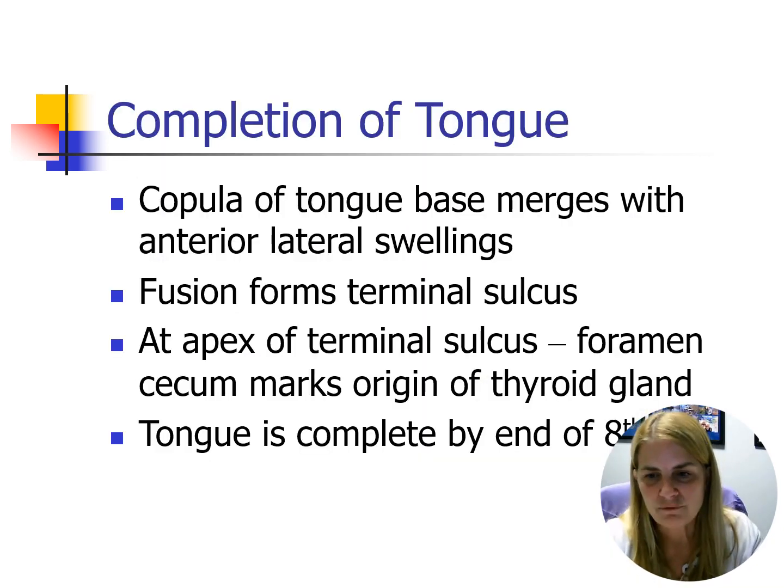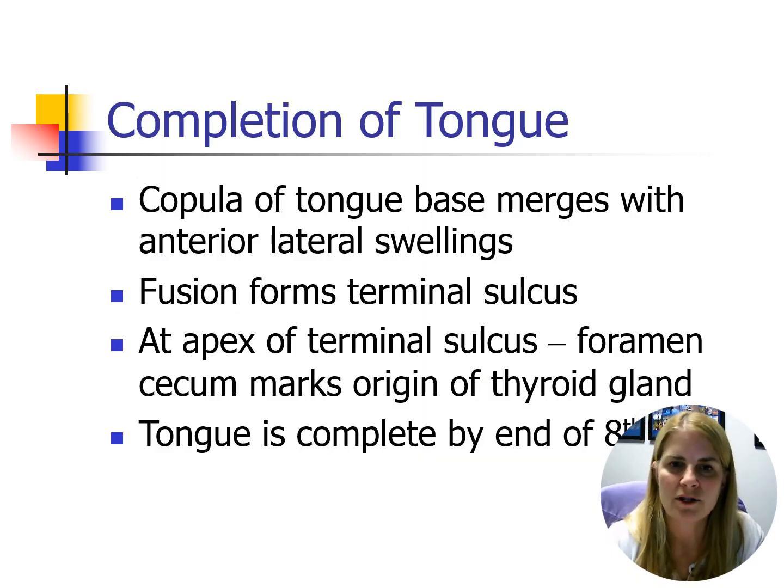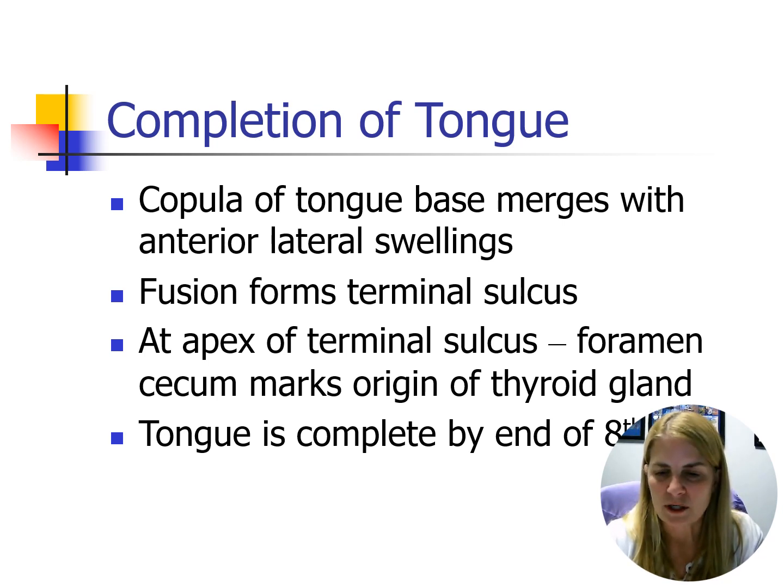The completion of the tongue occurs when the copula of the tongue base merges with the anterior lateral swellings. Where they meet, the fusion is called the terminal sulcus, or the sulcus terminalis. And at the apex of that terminal sulcus is the foramen cecum, which is just that dot. We learned this in oral anatomy, that it marks the origin of the thyroid gland. The tongue is complete by the 8th week.